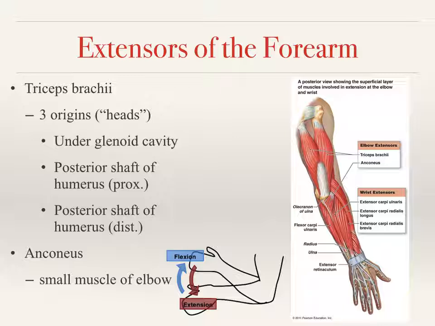In addition to the triceps, a small muscle called the anconeus also helps extend and stabilize the forearm. Note that in this figure, all three heads of the triceps are not shown for simplicity.